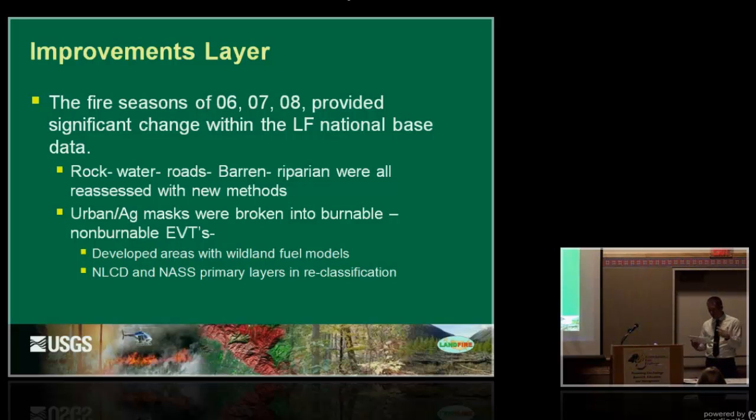We used a newer national land cover data set, which helped out quite a bit, a newer version of that. And we used NASS data, which was the National Agriculture Statistics Service. And that helped us break the agriculture into many different pieces, and we could look at that and determine what we thought was going to burn. And when we found those, we added fuel models to them. And those that we didn't think would burn, we still gave those non-burnable fuel models. Okay? So that was all in the improvements layer.